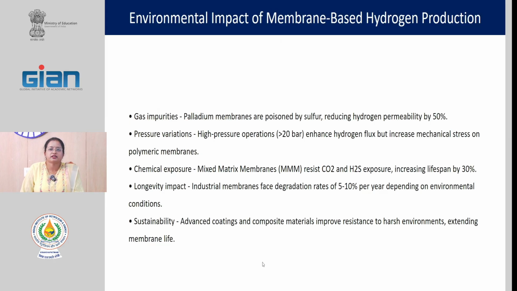So what are the environmental factors that we should keep in mind? For palladium membranes, we should avoid sulfur. For pressure variation, high pressure operation enhances hydrogen flux, but we need to keep in mind that prolonged use at very high temperature and very high pressure will make our membrane brittle. This is true for any kind of membrane. For chemical exposure, especially for a typical mixed matrix membrane, exposure to CO2 and H2S reduces its lifespan. And for longevity at industrial scale, if efficiency reduces by 5 or 10% per year, then it is not very good for industrial standards.